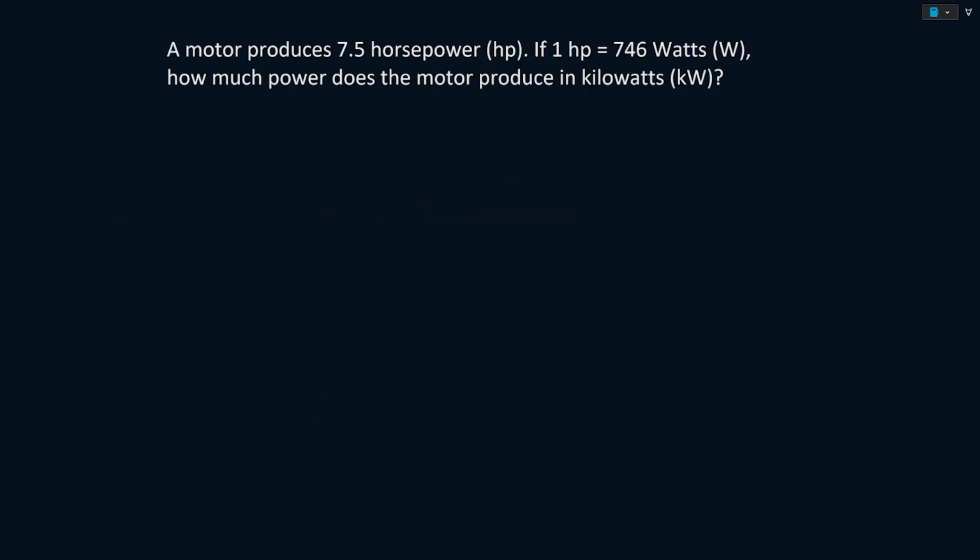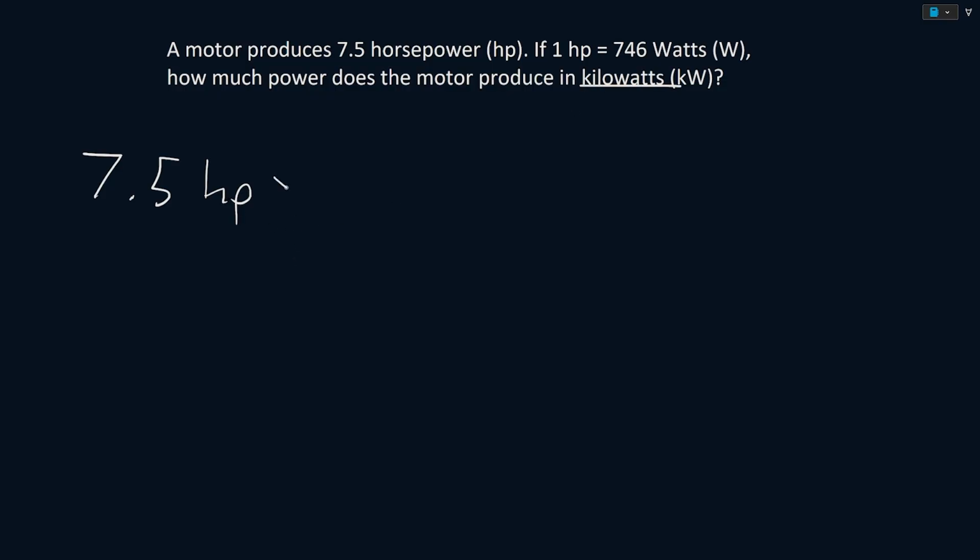A motor produces 7.5 horsepower. If 1 horsepower is equivalent to 746 watts, how much power does the motor produce in kilowatts? We were given a motor with 7.5 horsepower, and we want to convert it to kilowatts.